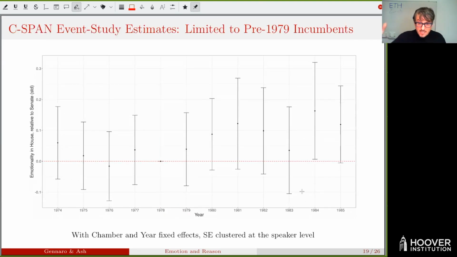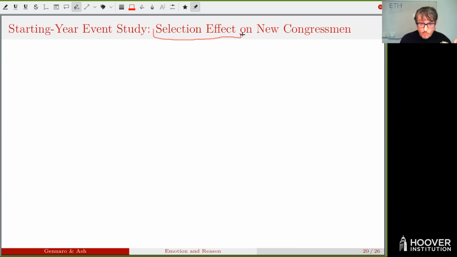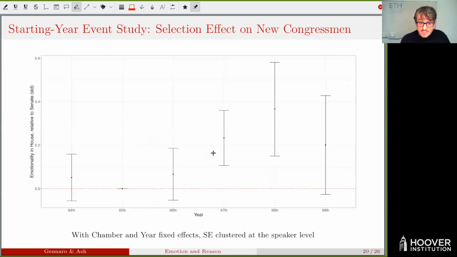If you limit to the incumbents, so these are only the people that had been elected before 1979, there's still a positive effect, but it's definitely smaller and noisier. And that's consistent with what we find when looking for a selection effect. If we do an event study in starting year, so the year that the congressman or senator came in, rather than the current year, we see a positive selection effect. What this means is that newly elected congressmen, just now joining the Congress, are more emotional relative to the senators starting right after the House introduced C-SPAN. We're still working on this, and there could be a number of reasons for it, but this is consistent with a new breed of more emotive congressmen joining the House of Representatives when television comes on.